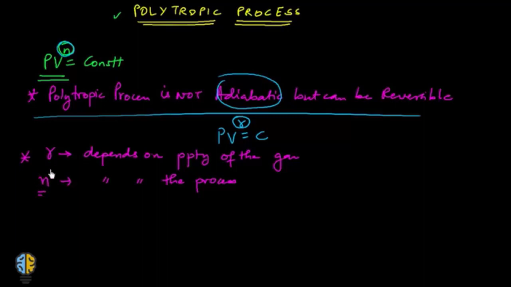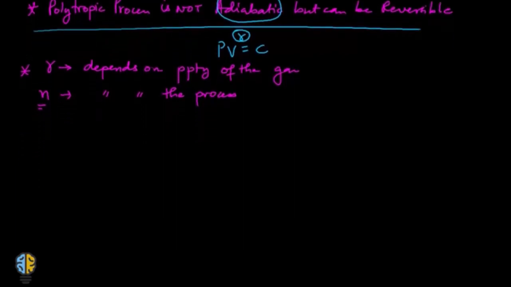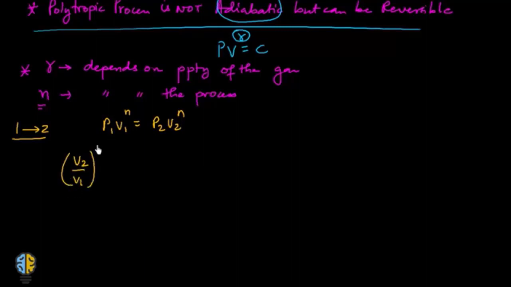It is possible to find the value of n, which is more or less the experimental result. If you talk about a process going from state 1 to state 2, and this is a polytropic process, then this law is true: P1 V1^n = P2 V2^n. So I can say that (V2/V1)^n = P1/P2.